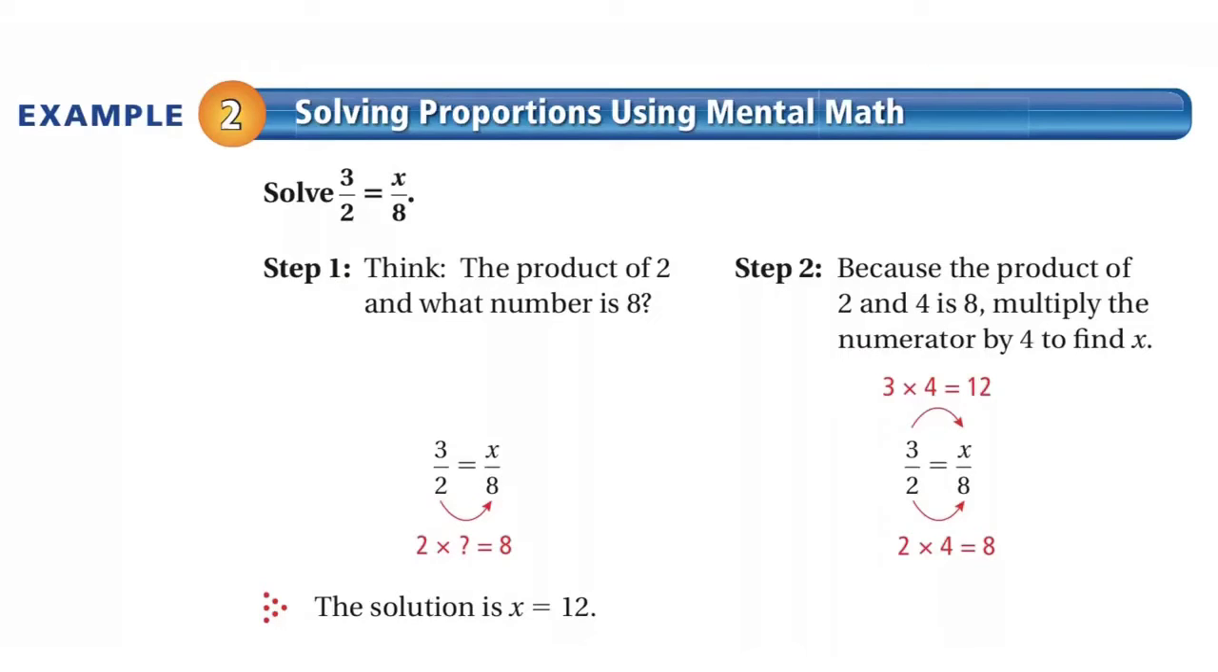Hopefully this reminds you of just equivalent fractions. It's not equivalent fractions. It's proportional ratios. But proportional ratios is basically equivalent fractions. So yes, you multiplied the bottom by 4 to get 8, so you multiply the top by 4 to get 12.